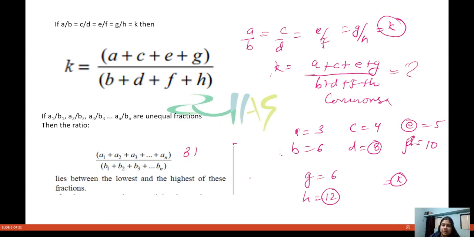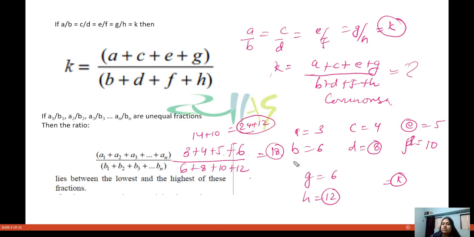So you have 3 plus 4 plus 5 plus 6, and 6 plus 8 plus 10 plus 12. So what is this? 3 plus 4 is 7, 7 plus 5 is 12, 12 plus 6 is 18, and this is 6 plus 8 is 14, 14 plus 10 is 24, and 24 plus 12 is how much? 36. And 18 by 36 is equal to 1 by 2, and that is equal to k.